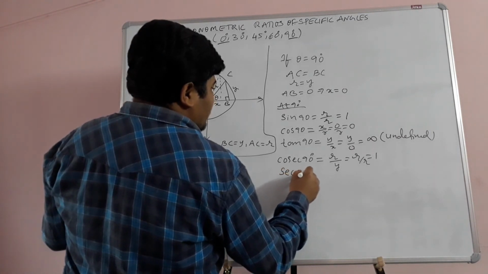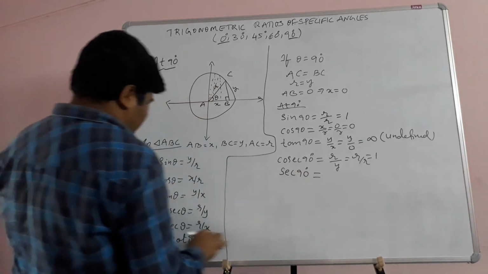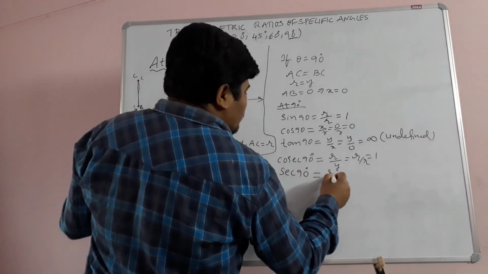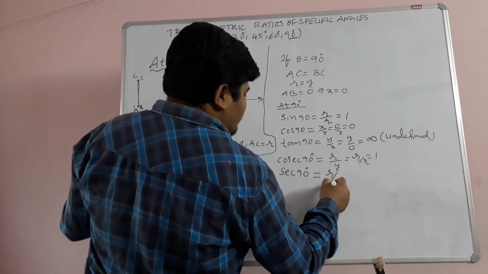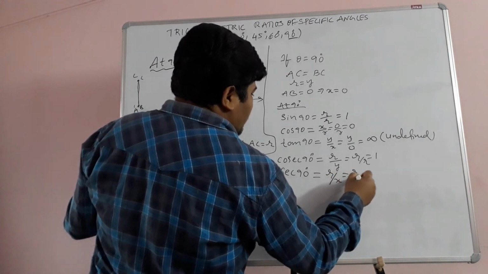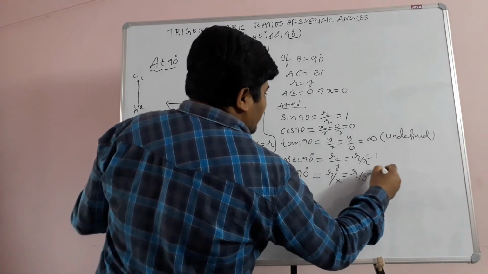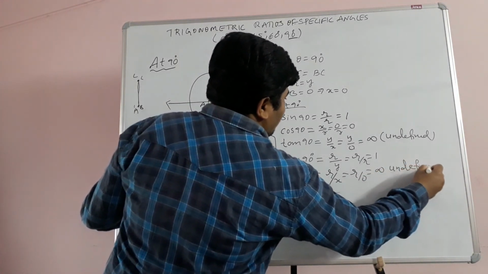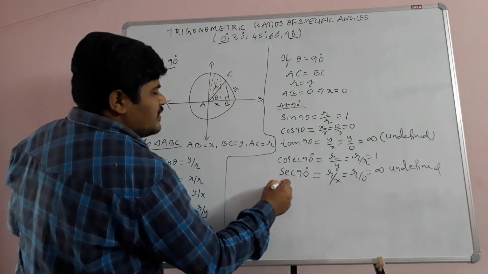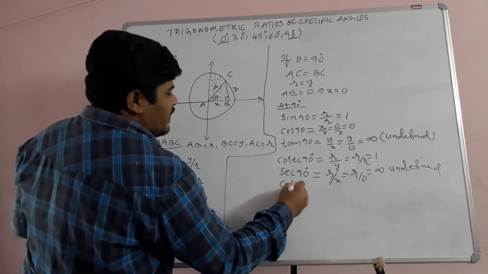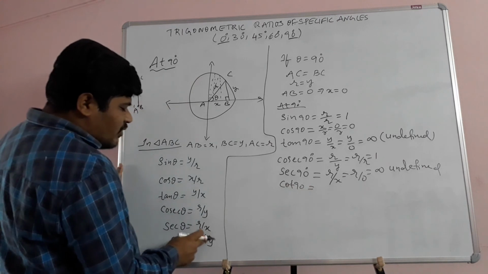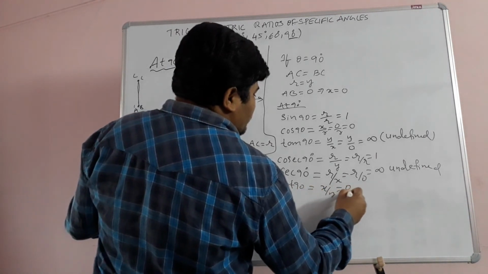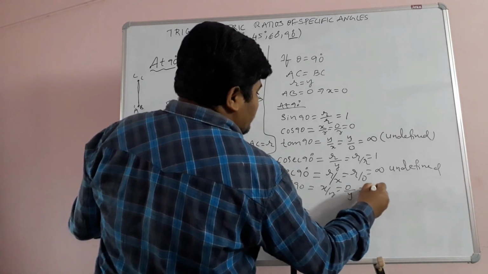Now secant 90 or sec 90. Secant theta is equal to what, students? R by x, but x is equal to 0. So r by x is equal to r by 0, that is infinity or undefined. Last, cot 90. Cot theta is equal to x by y. Here I am writing x by y, but x is equal to 0. 0 by y gives you 0.